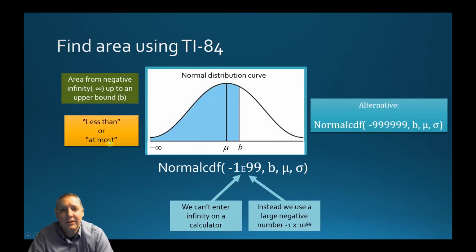Here we have a left-tailed calculation where we need to go all the way out to negative infinity. Now we can't enter that into the calculator, so we use an approximation, negative 1e99, or just a lot of 9s, negative 99999. This will apply to situations where we see the words less than or at most.